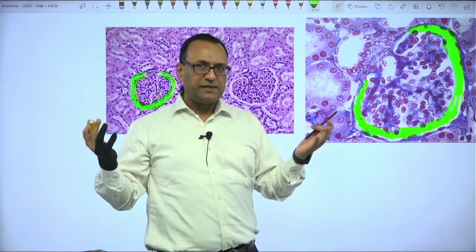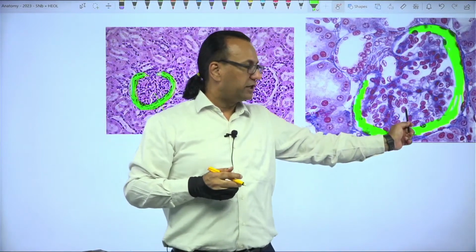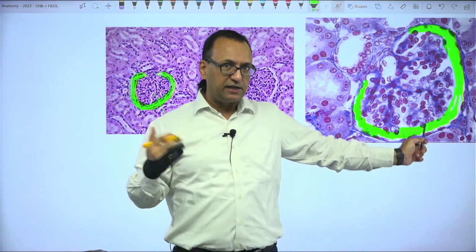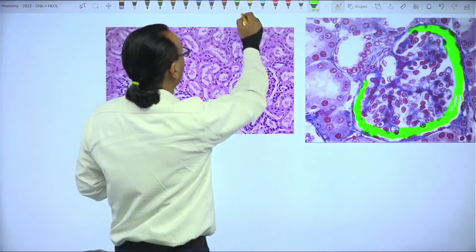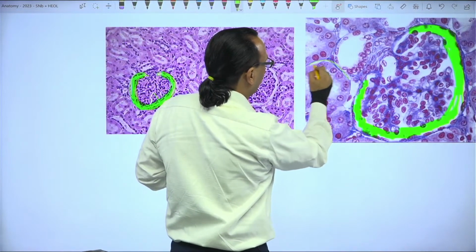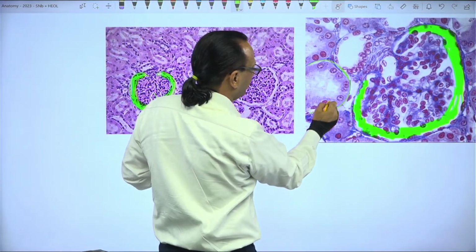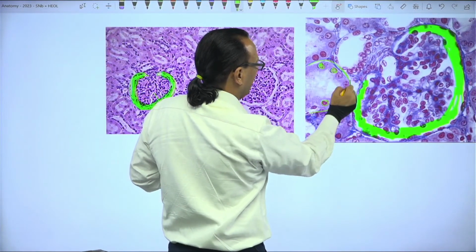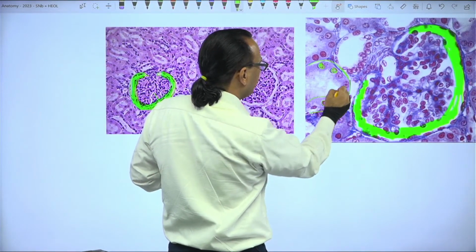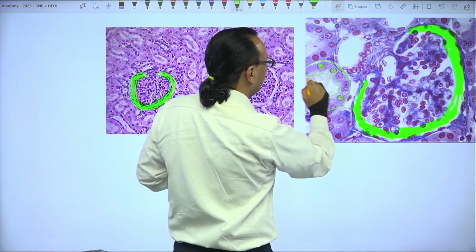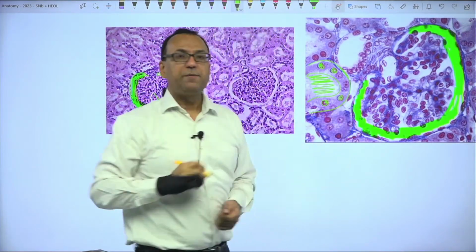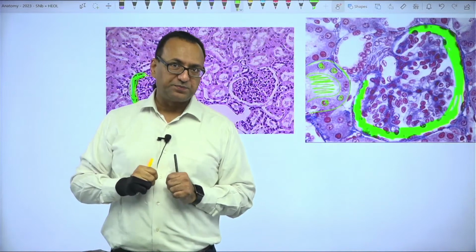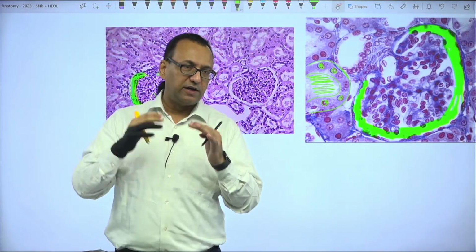But where is PCT and DCT? If this is the glomerulus, where is PCT and DCT? So to identify that, you can see here, this is one specimen where you see round spherical nuclei, and the lumen is a bit hazy. It is hazy because a lot of microvilli are there, brush bordered epithelium.